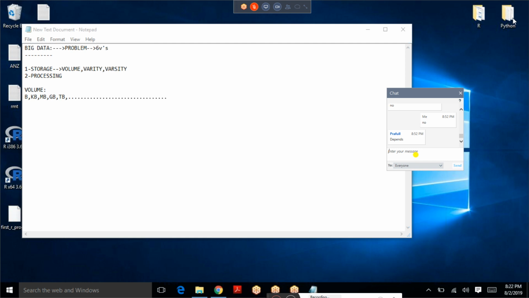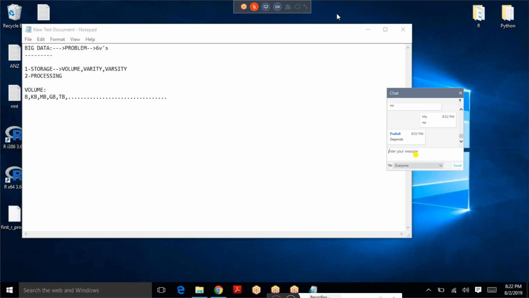Suppose I have 5 GB of data with me, and I only have a 3 GB pen drive, which is capable of storing only 3 GB. Then I can say it's big data to me. Why? Because I have 3 GB capacity, but the actual data is 5 GB.